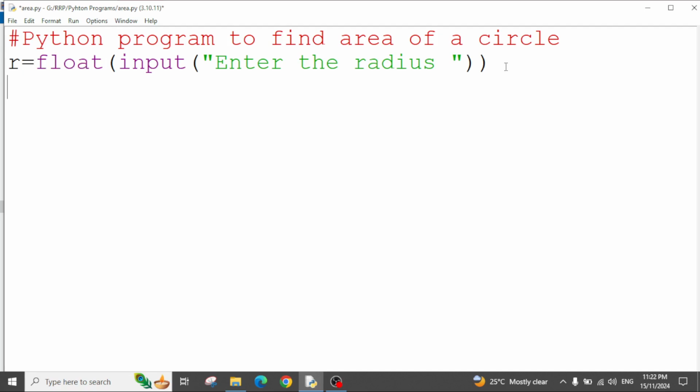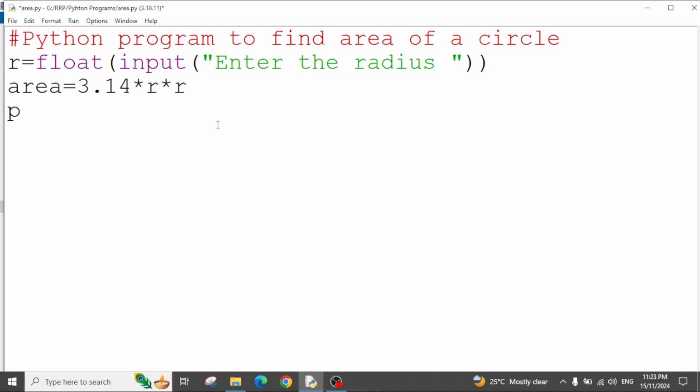Now, what is the formula for area of a circle? Area is equal to pi. So what is the value of pi? Say 3.14 into r into r, that is pi r square. So 3.14 is multiplied with radius and it is again multiplied with radius. It will be the area of a circle.